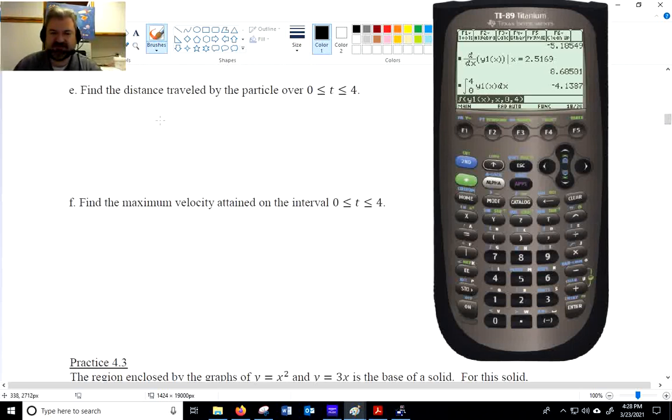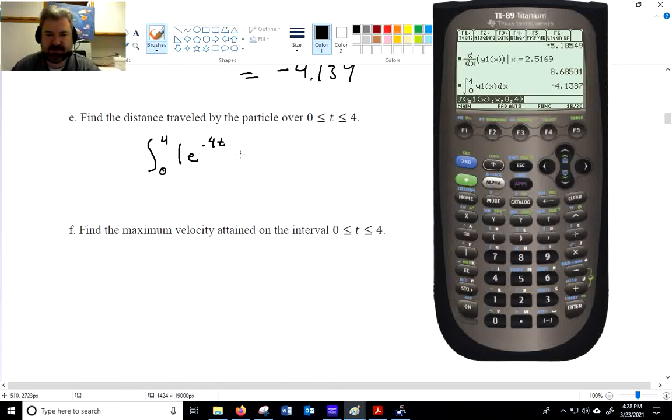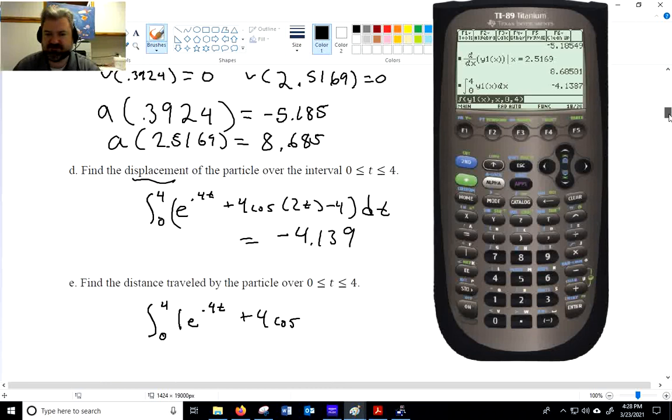Now we're going to find the distance. Well, distance is the absolute value of velocity. So to find the total distance traveled, I have to use the absolute value of the equation, which was what? E to the 0.4 t, can't remember, plus 4 cosine. So just 4 cosine of 2t minus 4.